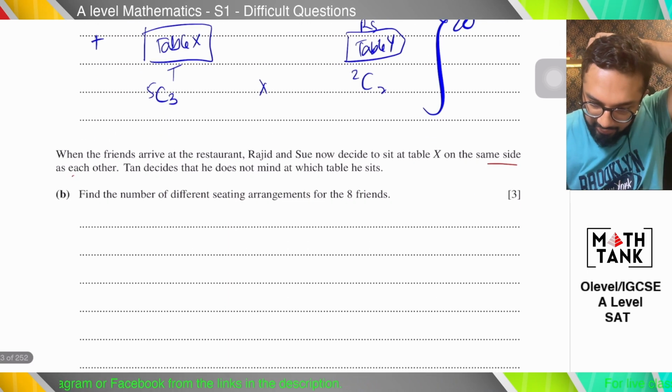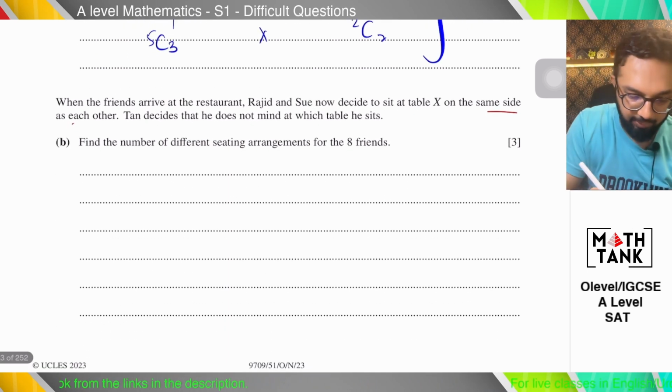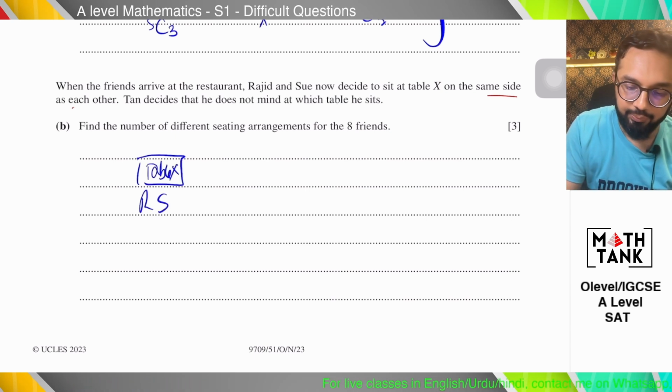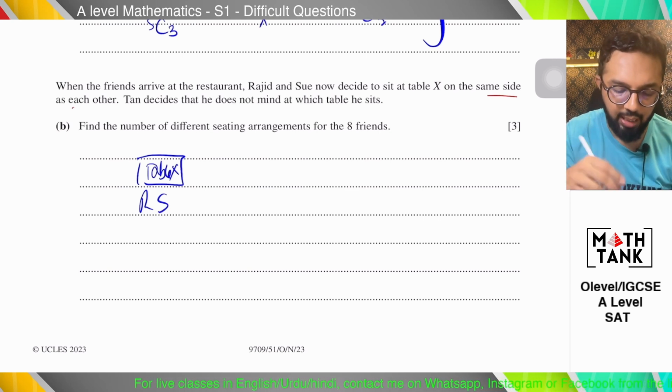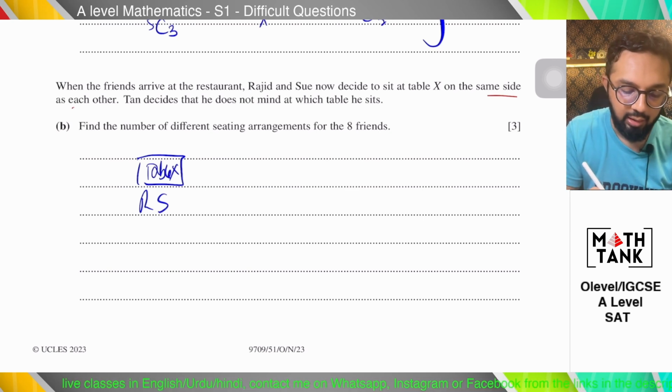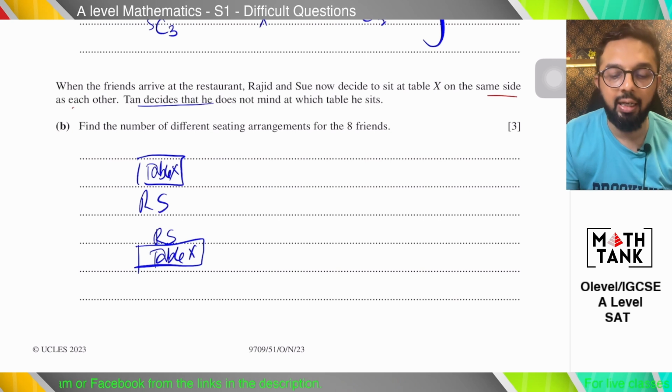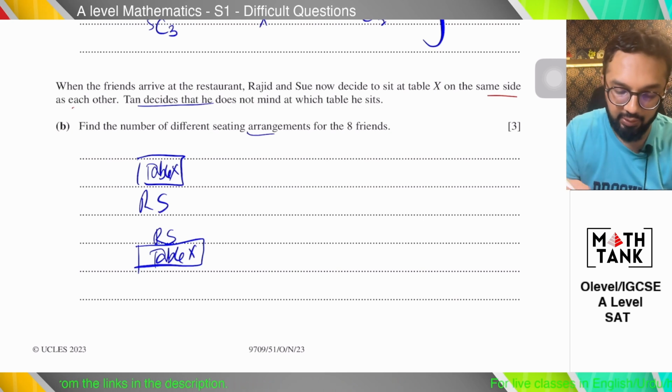When the friends arrive at the restaurant, Rajat and Sue now decide to sit at table X. Okay, Rajat and Sue decide to sit here on the same side as each other. So either they could be sitting down here or up here, so that again creates 2 different conditions for me. So RS could be sitting here. Dan decides that he does not mind at which table he sits and the number of different seating arrangements.